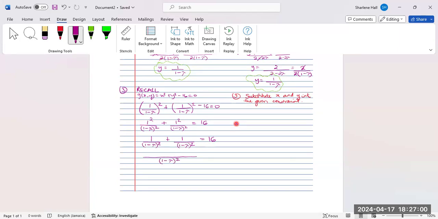Yes, sir. So 1 minus lambda all squared into 1 minus lambda all squared is going to be 1 time. And 1 times 1 is 1, and the same 1 up here. And all of that is going to be equal to 16. So 1 plus 1 is 2. So I'm going to have 2 over 1 minus lambda all squared equals 16.